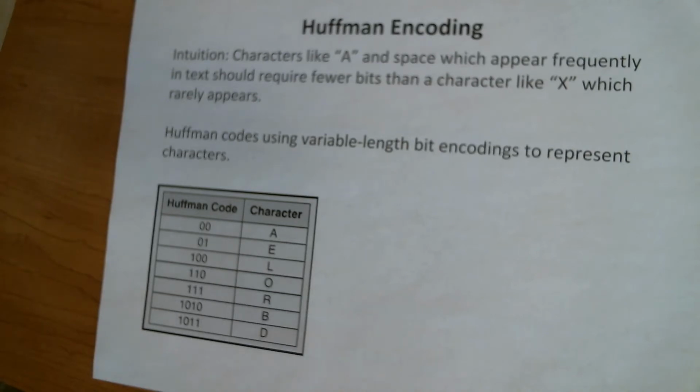All right, it's pretty hard to write a sentence without using the letter A or having a space. In fact, it's probably impossible to write a sentence without having a space. So we should use fewer bits to represent things like A and space than we should a character like X, which rarely appears. So a Huffman code uses variable length bit encodings to represent characters. And what that means is instead of everything being 8 bits, the more common characters are shorter and the more uncommon characters can be really long.